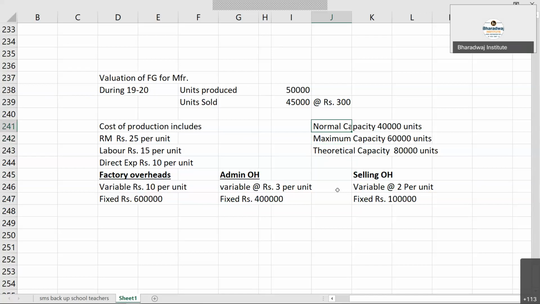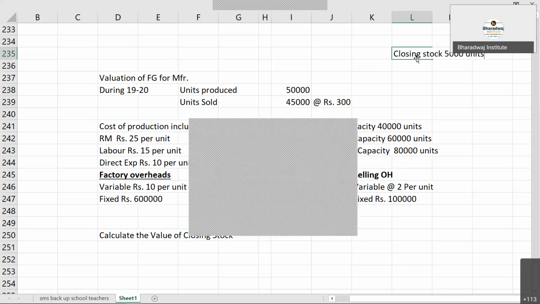Okay. Now, the question is: calculate the value of closing stock. 50,000 units produced, 45,000 units sold. So closing stock is how many units? 5,000 units.